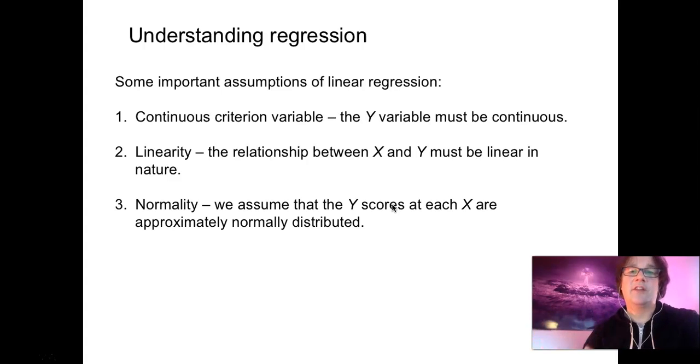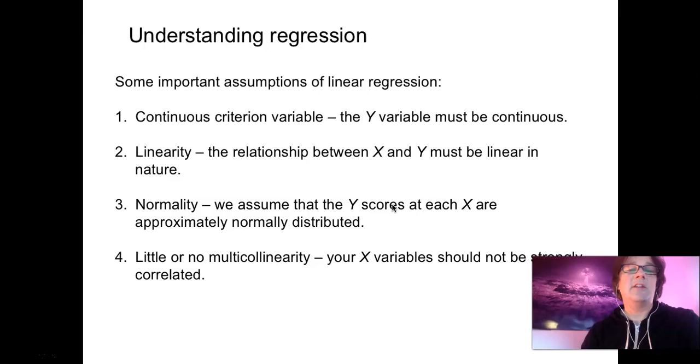We also have the assumption of normality, meaning we assume that y scores at each of the x scores are approximately normally distributed. So essentially we're dealing with data on x and y that are normally distributed.